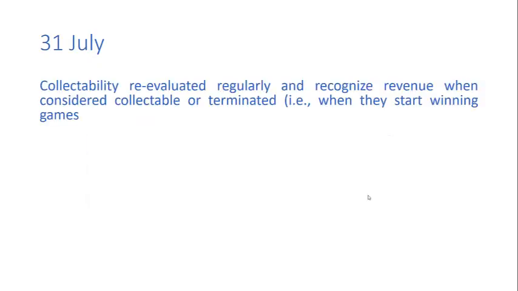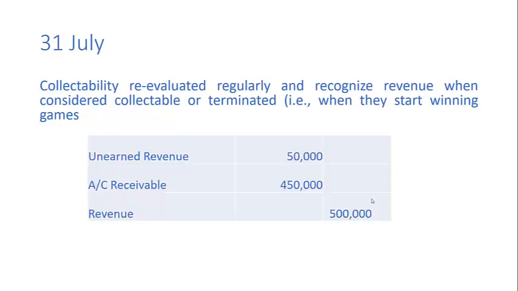If we move on to the 31st of July, what we can see now is the Waratahs have started winning a game and collectability starts to become more certain. In this context, we can start to recognise the revenue. So the issue is that we have to recognise the revenue, some of which has already been received as the deposit, and some of which will be receivable in the future.